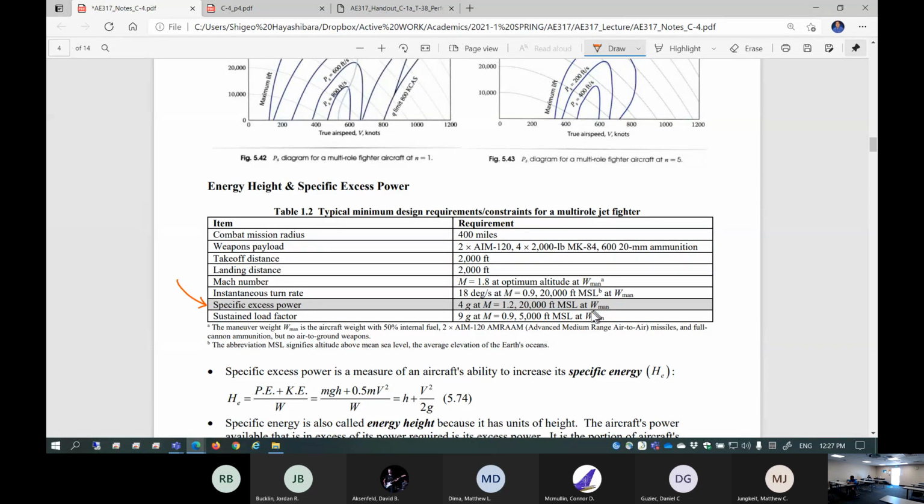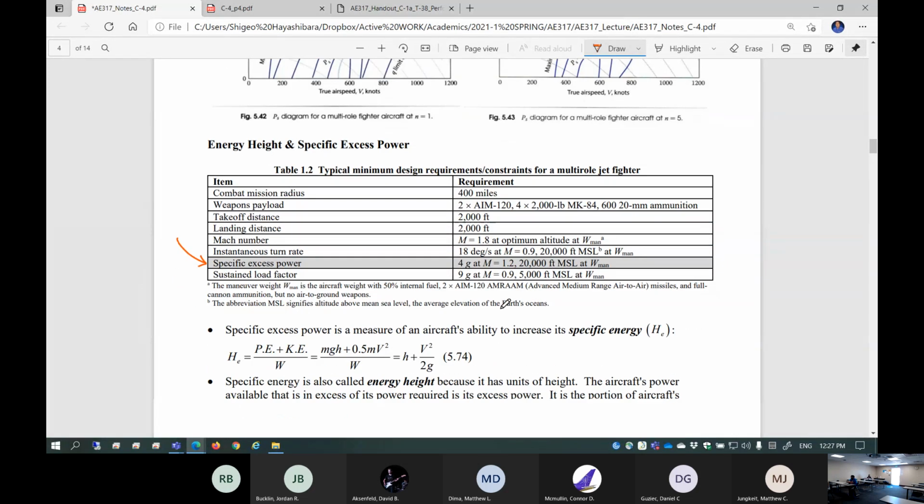So this is the maneuver weight of the airplane. For that weight at 20,000 feet mean sea level, you need Mach number equal to 1.2, 4G, specific excess power. This is actually going to determine how strong your power plant should be in order to provide this much maneuverability. There is also a sustained load factor of 9G and so on. This is quite important information.